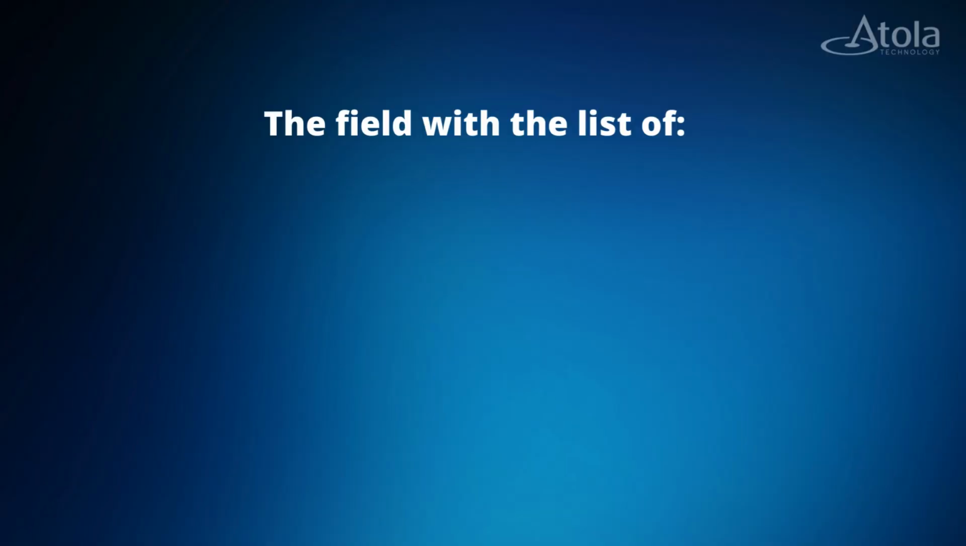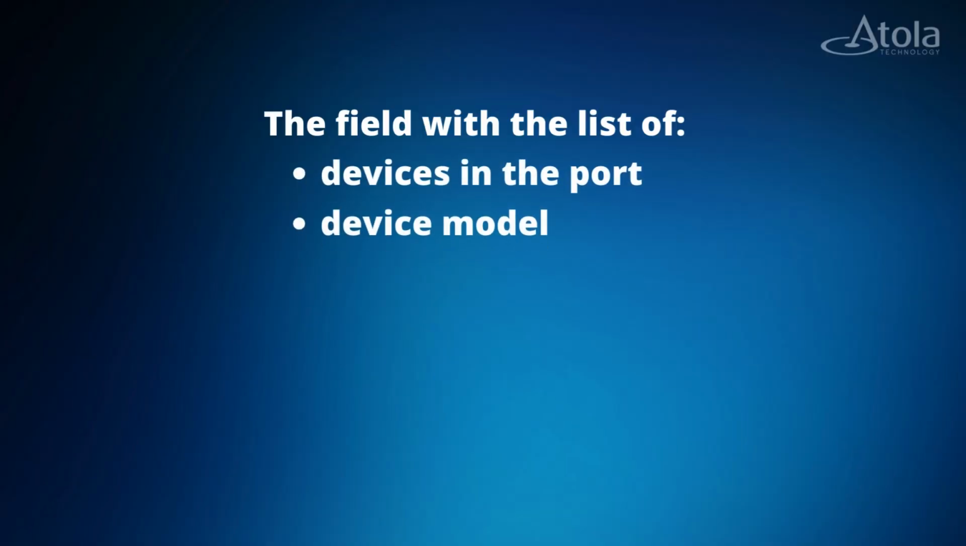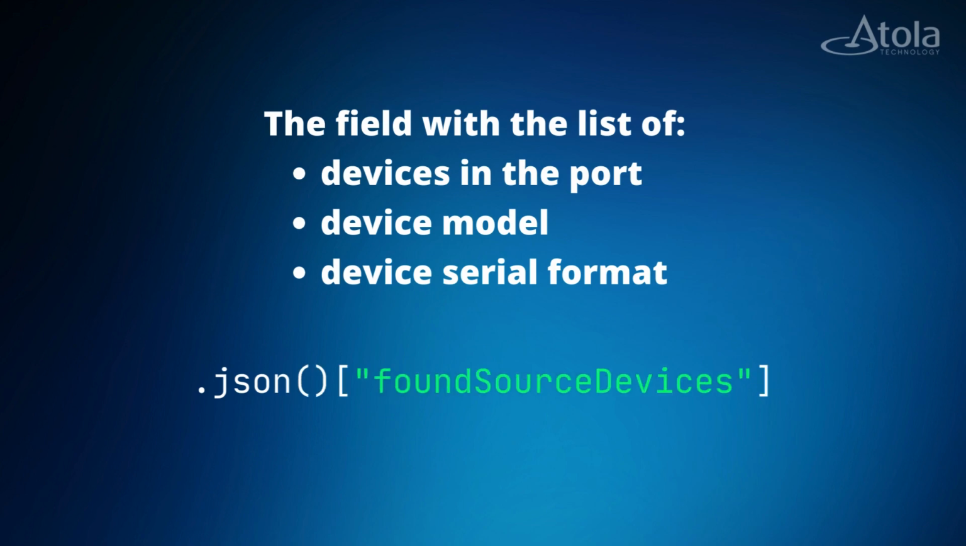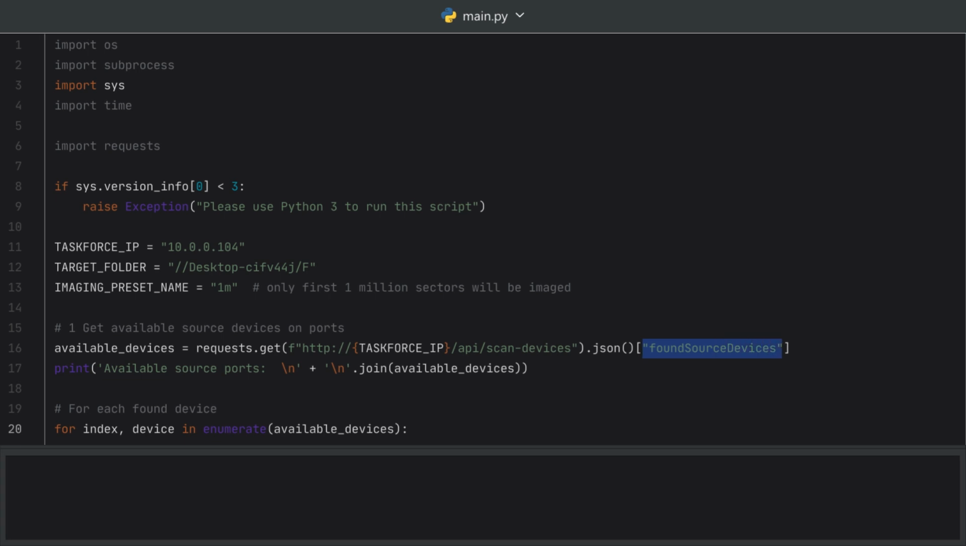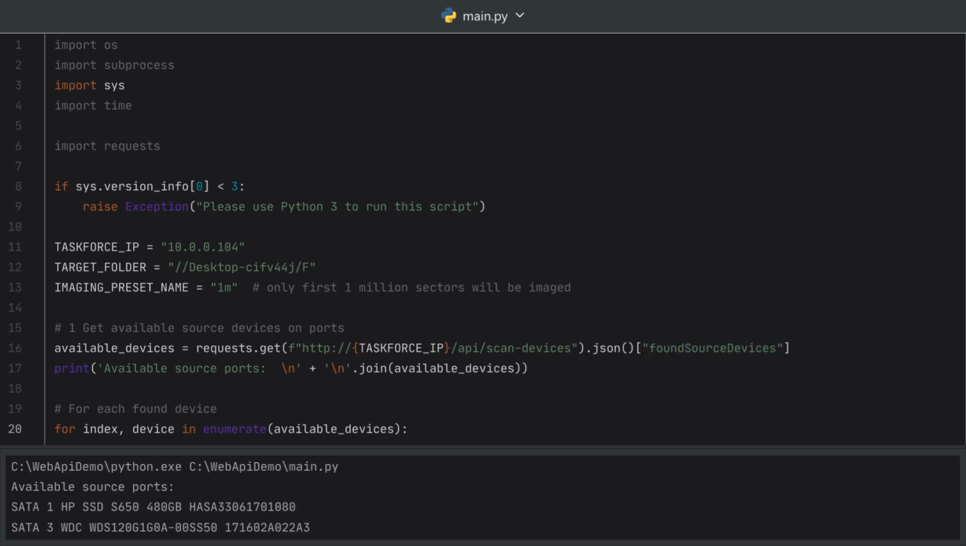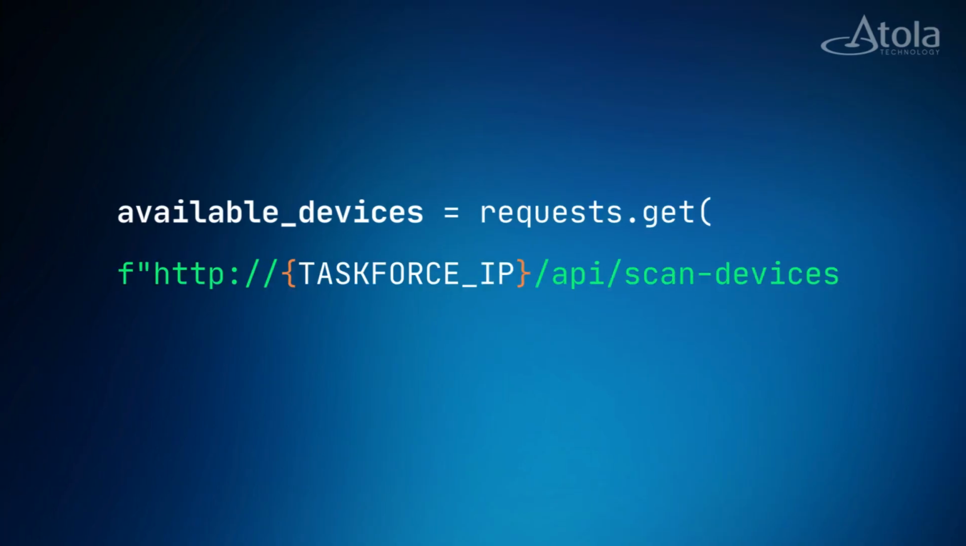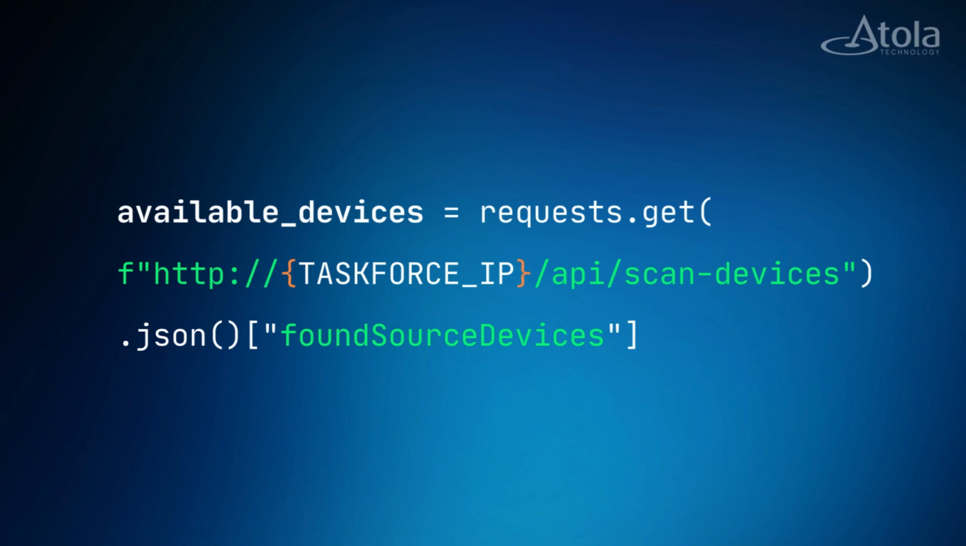To store the list of devices in the port, device model, and device serial format, we use the field found source devices. Here's an example of the available device list with their models and serial numbers. Let's store the list in the available devices variable.